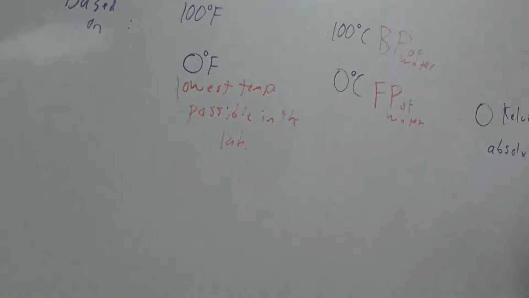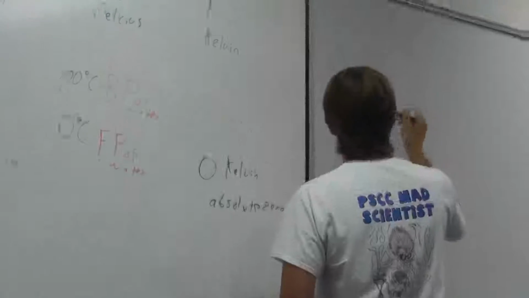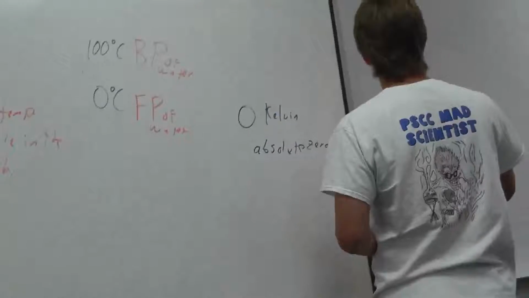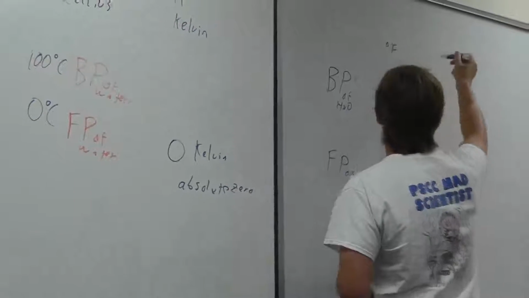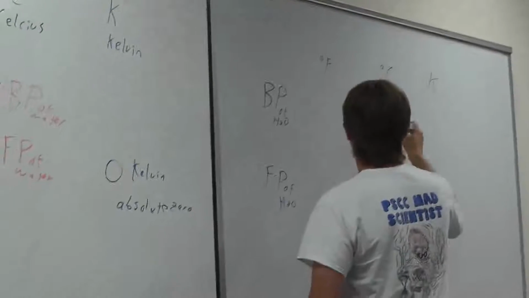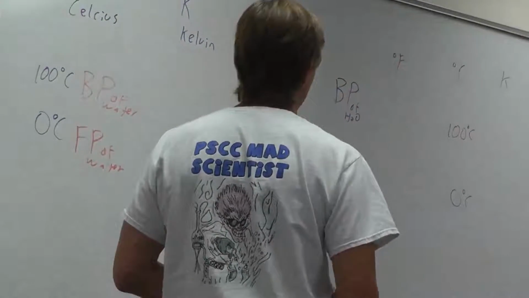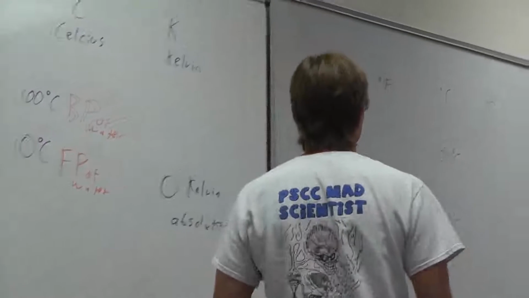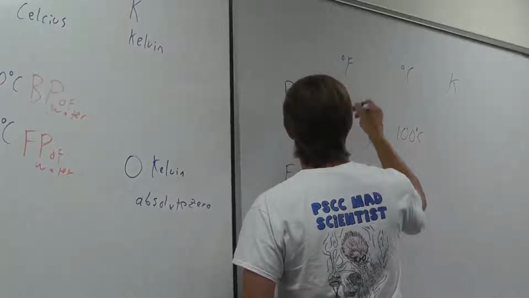Now, giving you some landmark numbers, I guess you would call them. Boiling point and freezing point of water, on each of these three scales. Celsius here should be the easy one, because that's your definitions. Boiling point of water, freezing point of water are 100 and 0 by definition. Fahrenheit, though, freezing is 32, boiling is 212.